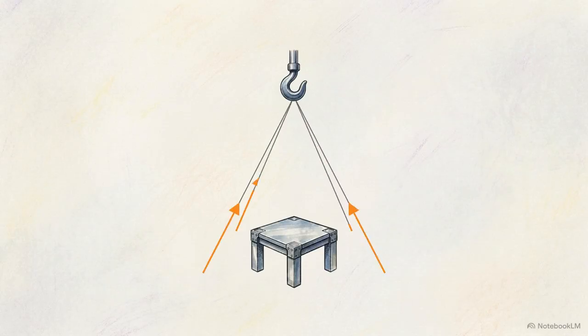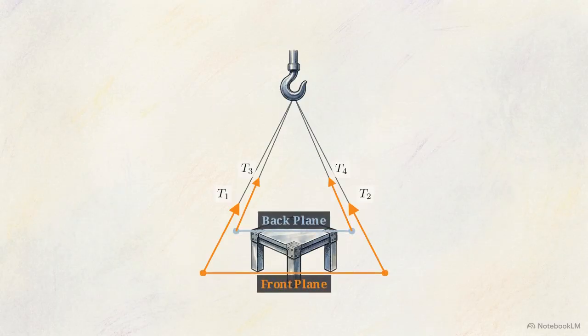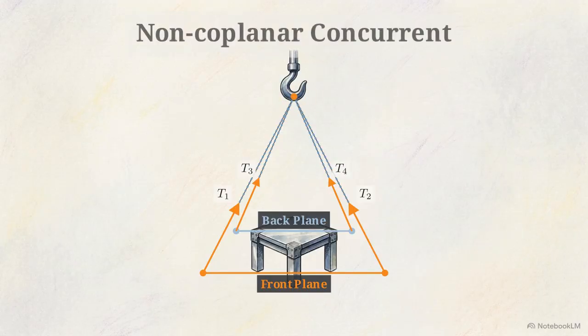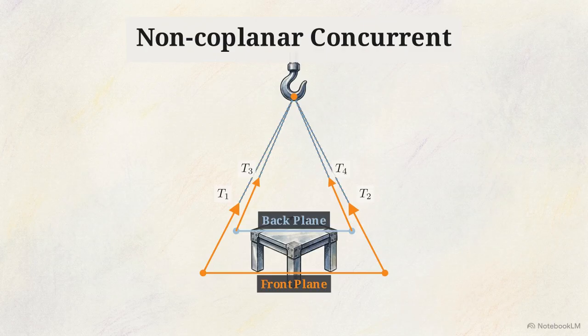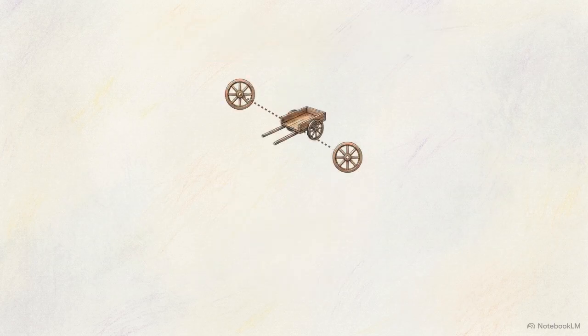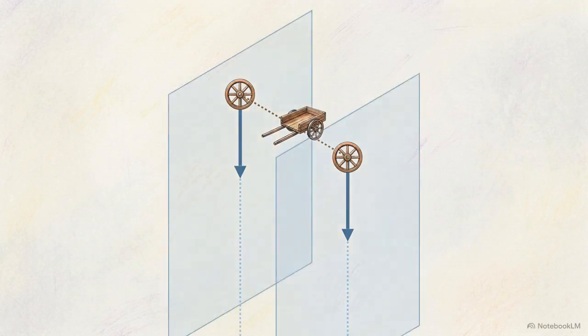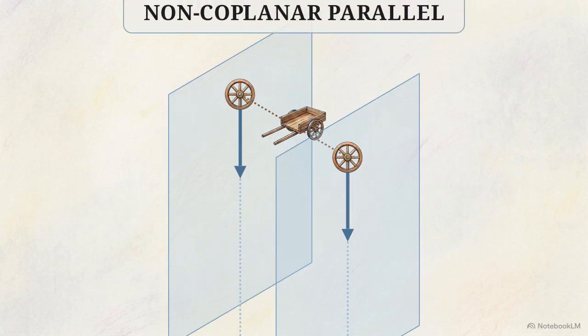Here is a 3D wireframe of a heavy table suspended by 4 cables. These cables occupy completely different depth planes, but their lines of action all converge right here at the ceiling hook. Because they exist in 3D space, but meet at one point, this is a non-coplanar concurrent system. Next, consider the downward force of the 2 side wheels on this moving donkey cart. The wheels sit at different depths. Their lines of action project downward and will never intersect because they occupy completely separate planes. This is a non-coplanar parallel system.